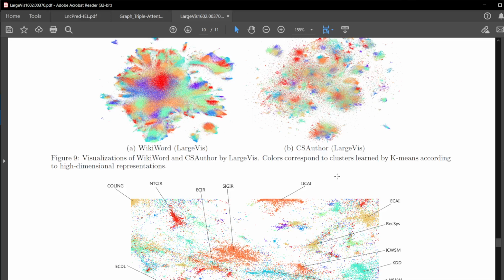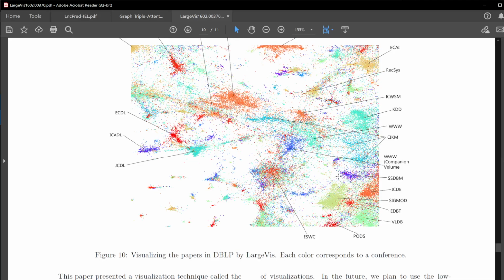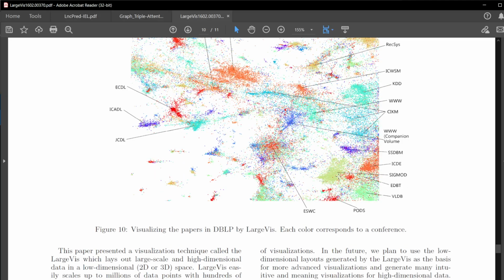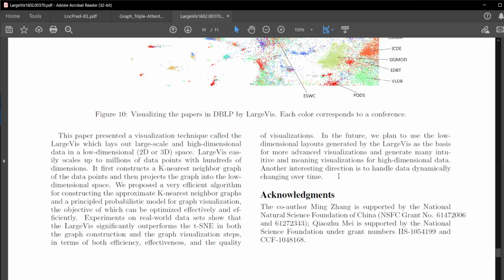This paper presented a visualization technique called LargeVis, which lays out large-scale and high-dimensional data in a low-dimensional, 2D or 3D, space. LargeVis easily scales up to millions of data points with hundreds of dimensions. It first constructs a k-nearest neighbor graph of the data points and then projects the graph into the low-dimensional space. We proposed a very efficient algorithm for constructing the approximate k-nearest neighbor graphs and a principled probabilistic model for graph visualization, the objective of which can be optimized effectively and efficiently.